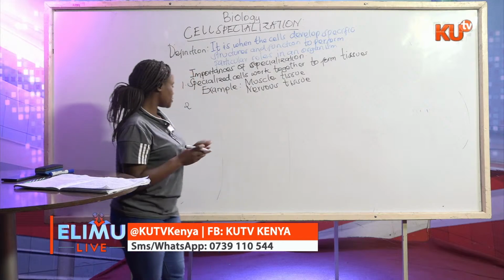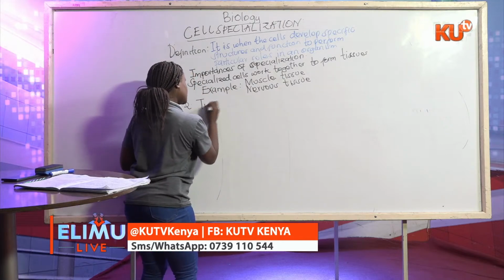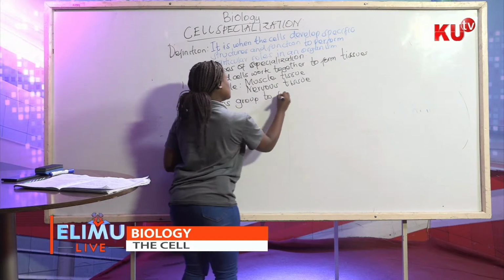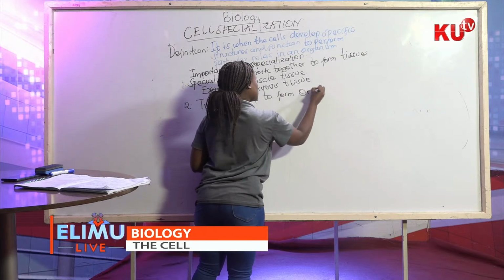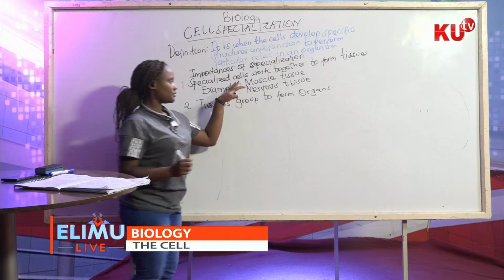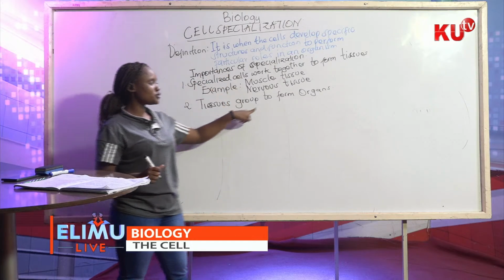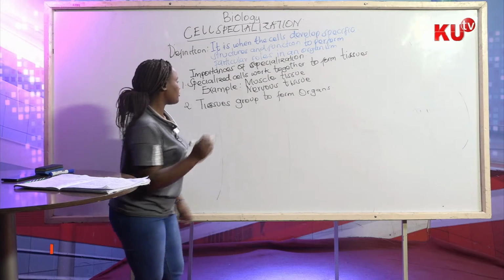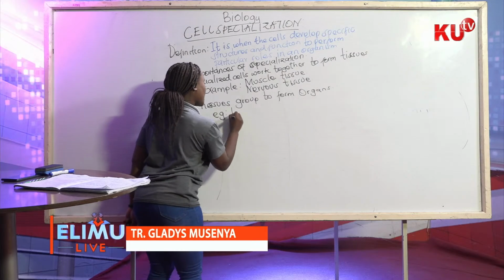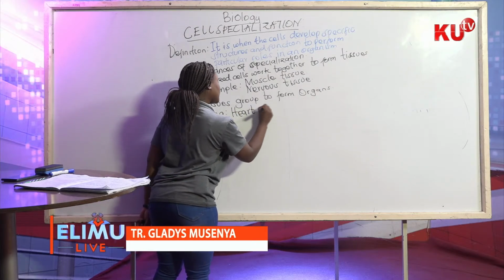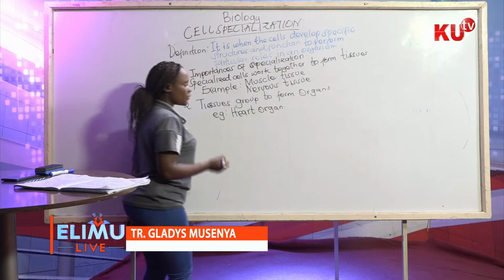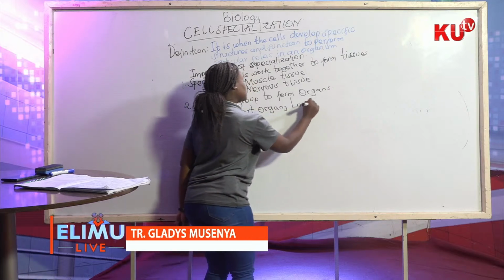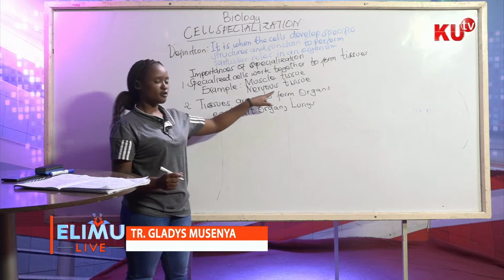Now we go to our second importance of specialization. Tissues group to form organs. The muscle tissues and the nervous tissue group together to form organs. Examples of organs we have are the heart, the liver, and the lungs. So tissues group to form the organs.